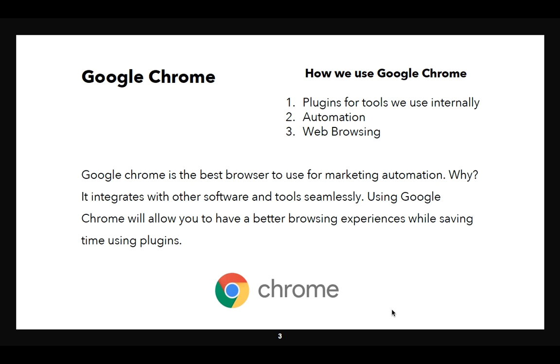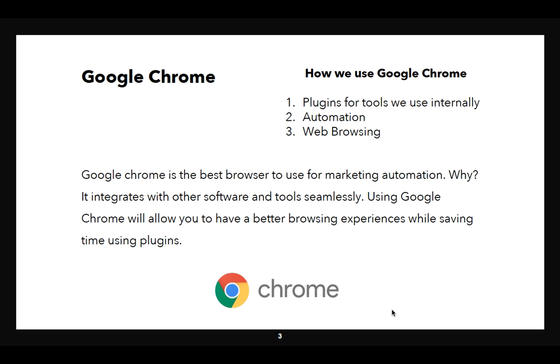The reason why we would say Google Chrome is the best is because Google allows you to integrate with a lot of different softwares. So you have a different plugin feature with Google. You can download different plugins from other software that you may be using, and you can use that, and it's all automated. So Google Chrome is one of the best browsers for marketing automation, and for the reasons that we just stated.